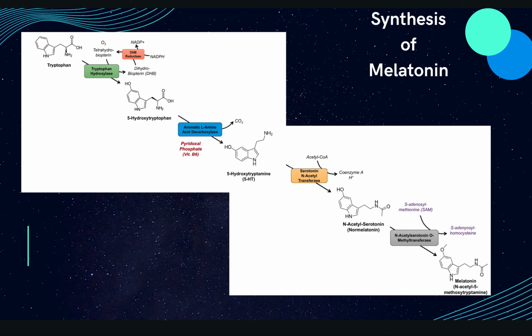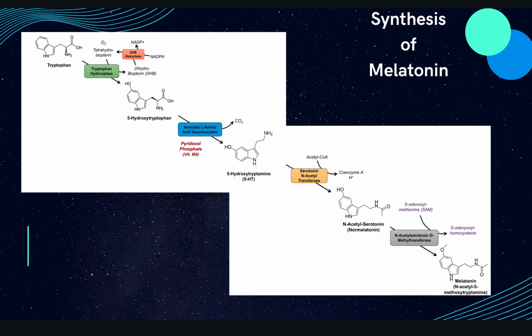So, the biochemical pathway, or the synthesis of melatonin. The beginning molecule that we start with is tryptophan, and as many of you may well know, tryptophan is one of the 20 essential amino acids. Tryptophan turns into 5-hydroxytryptophan with the enzyme tryptophan hydroxylase and its coenzymes.